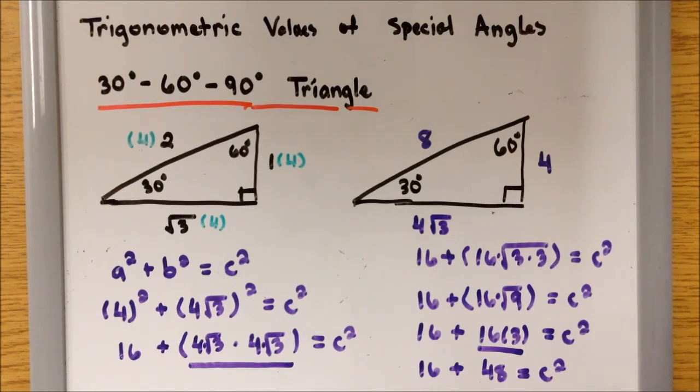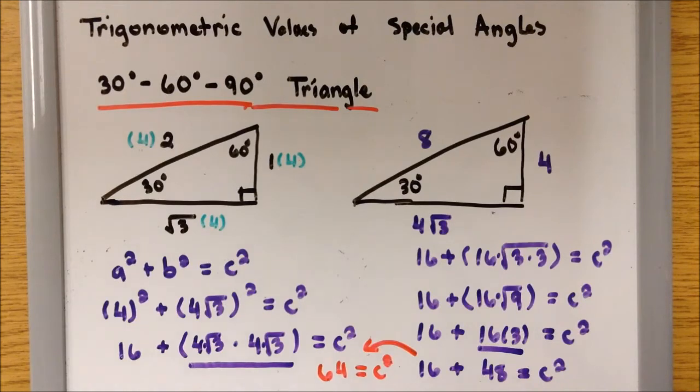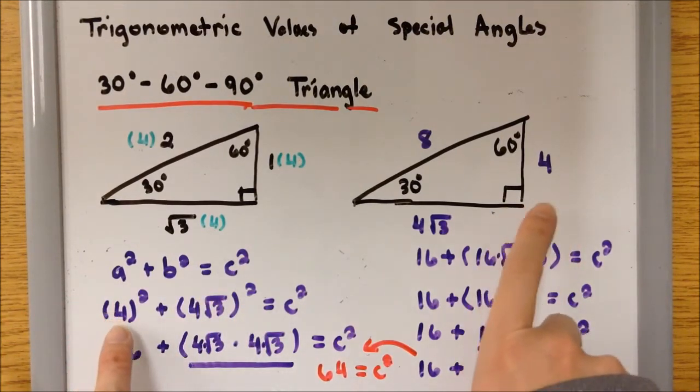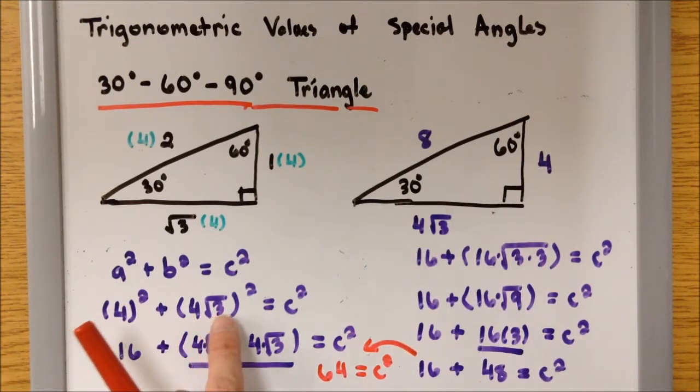So let me write in a different color. 64 equals c squared. So let's review. Using the Pythagorean theorem, I use the sides from this triangle, 4 squared plus 4 square root of 3 squared equals c squared.